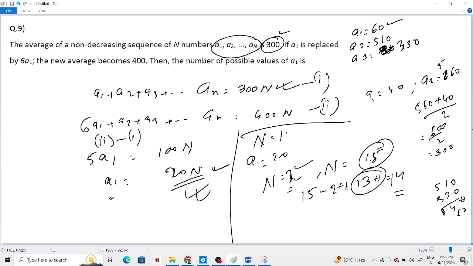Niladri, Ishika, did you understand this? Yes, I understood. Ishika? Yes, sir. Sure. Please tell me if you have any doubts. No, sir. Okay.